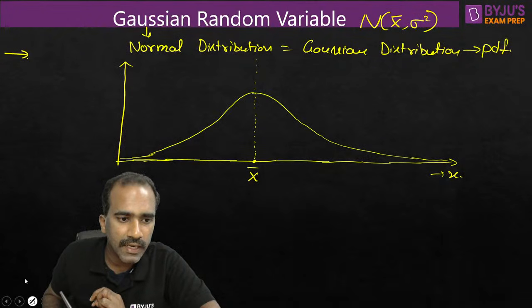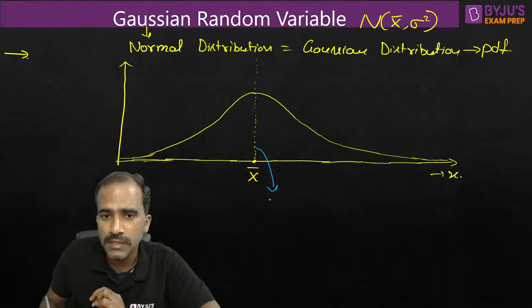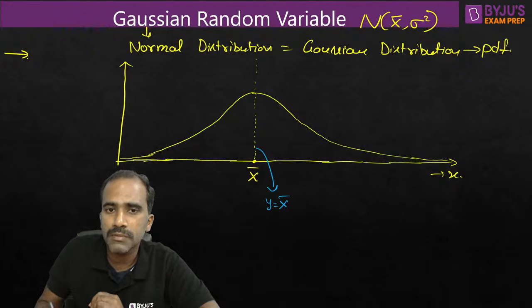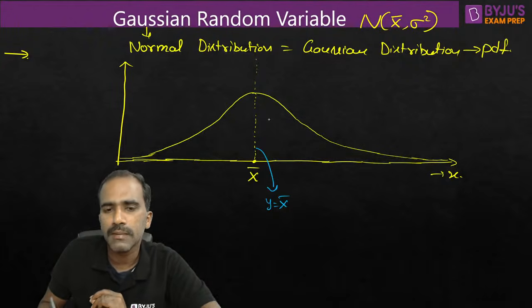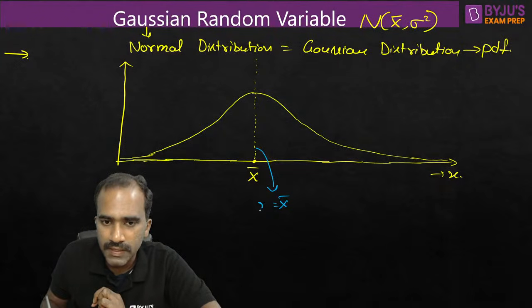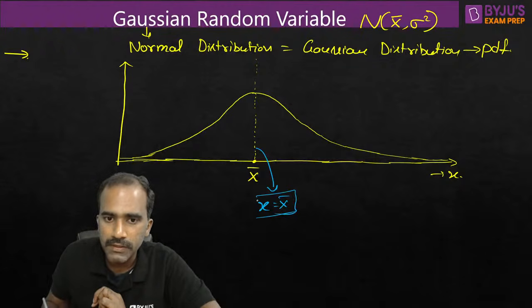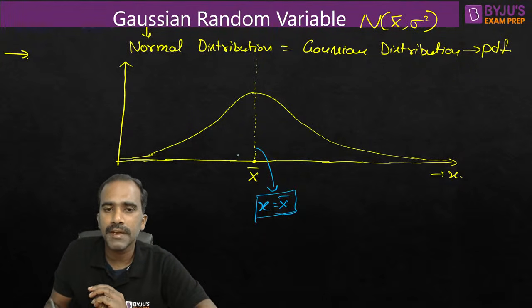What is the equation of that vertical line? In mathematical language, it is y equal to x bar, or if x bar is 5, y equal to 5, sorry, my mistake. It's not y equal to 5. It is x equal to x bar. This line represents x equal to x bar, because at every point on this line, the x coordinate is x bar only. So with respect to the line x equal to x bar, this Gaussian PDF is symmetric.